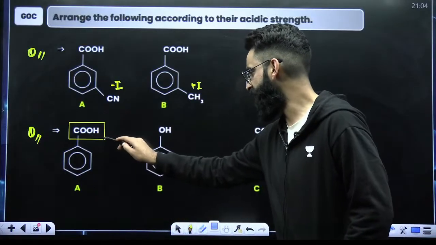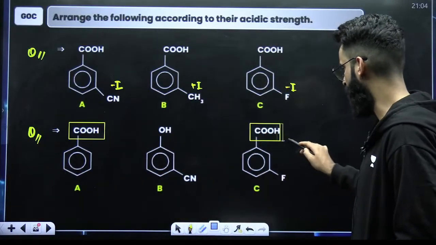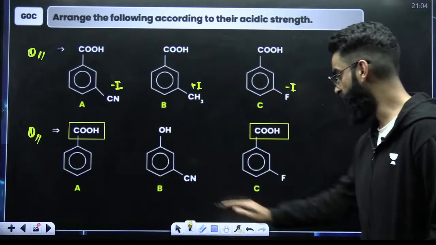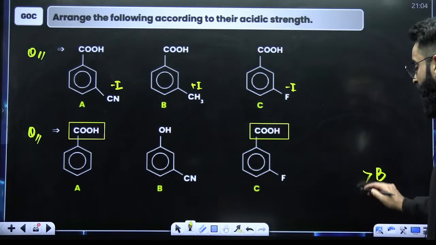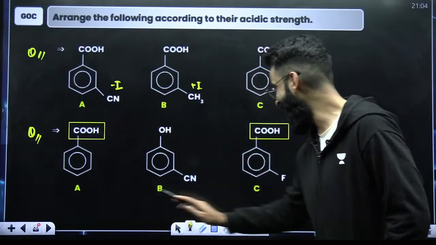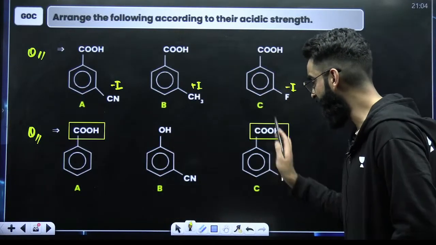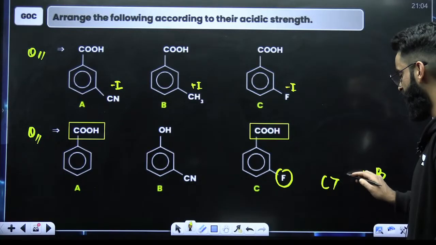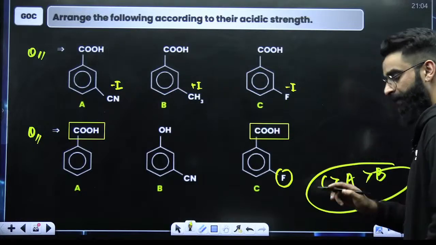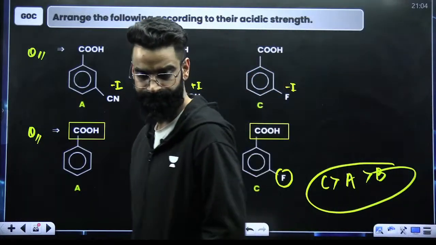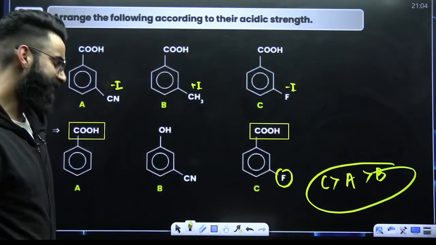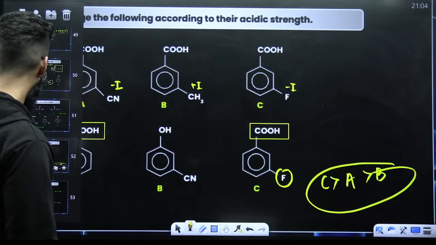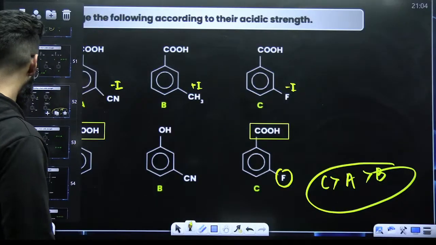This is carboxylic. This is phenol. Carboxylic acids are stronger acids than phenols. So phenol is going to be the least acidic among all, right? Now, among A and B, both are carboxylic acids, but here there is an electron withdrawing group. So C would be maximum acidic, followed by A, followed by B. Correct, guys? All of this can be easily done if you know the concepts.